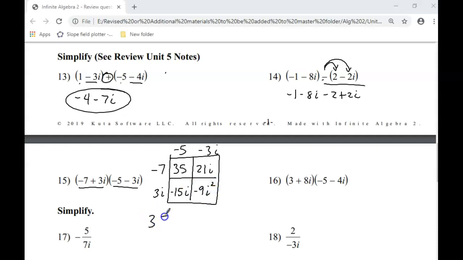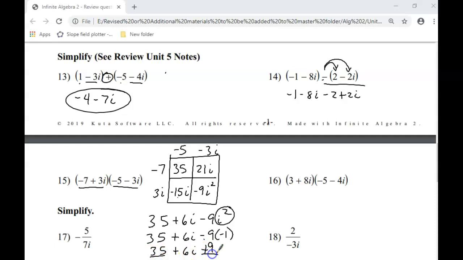So here's what I have. I've got 35, negative 15, and 21 makes positive 6i, and then minus 9i squared. Now there is a little bit of difference, though. When we did this before with polynomials, but when you're dealing with imaginary numbers, i squared, in case you forgot, is actually a real number. It's negative 1. So wherever you have an i to the second power, you're going to replace that with a negative 1. So this becomes positive 9, because negative 9 times negative 1 makes a positive 9.